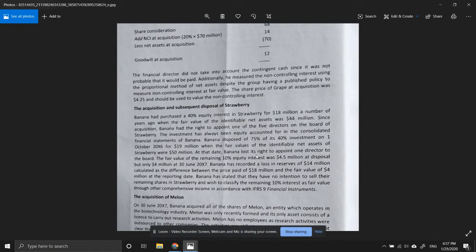At the date, Banana lost its right to appoint one director to the board. Okay, so it's lost. The fair value of the remaining 10% equity interest was 4.5 million. So it's a 10% equity interest, that means now it has become a trade investment, right? Which is as per IFRS 9. So we'll have to apply IFRS 9 after that. So as per IFRS 9, what are we accounting for? Financial assets, and it's equity as well, right?